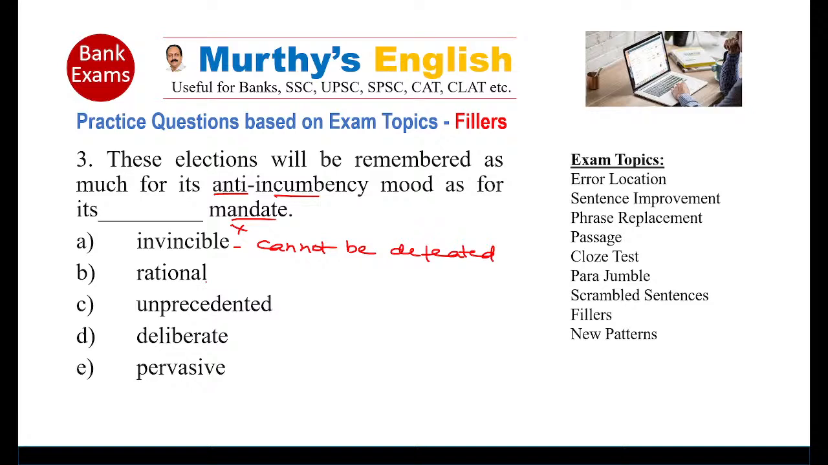A rational mandate, but for mandate usually we don't use the word rational or irrational. Again, not the right collocation or word combination. For mandate we usually say unprecedented. Unprecedented means never happened before, never expected, happened for the first time. Unprecedented mandate, the perfect word. Deliberate, intentional, we cannot use those words. Pervasive, spread all over, again we cannot use pervasive with mandate. They're not the right combination. Only one word stands out.